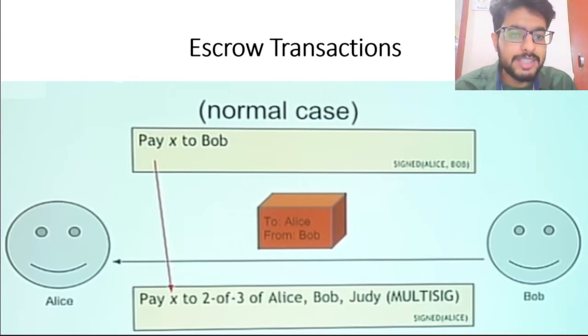Now, let us look at some of the applications of Bitcoin scripts. The first application is escrow transactions. Suppose that Alice and Bob want to do business with each other. Alice wants to pay Bob in Bitcoins for Bob to send some physical goods to Alice. In the normal case, Alice and Bob are honest, and once the goods arrive on time with Alice, Alice releases the money from the escrow to Bob.